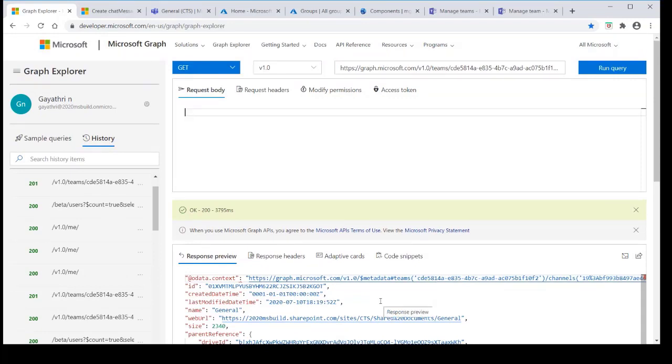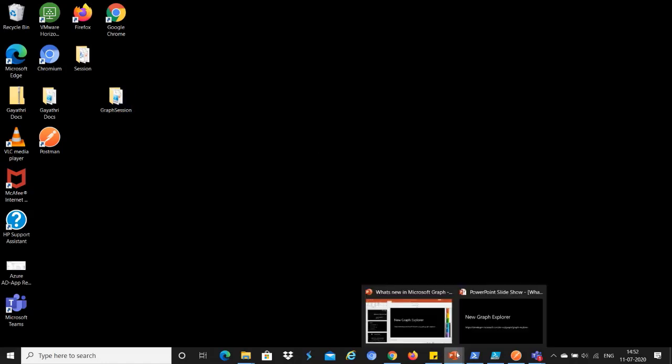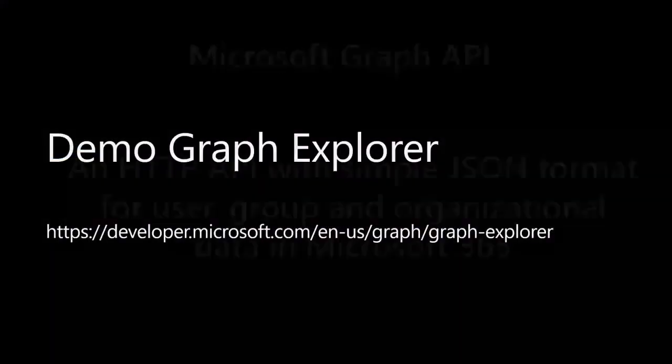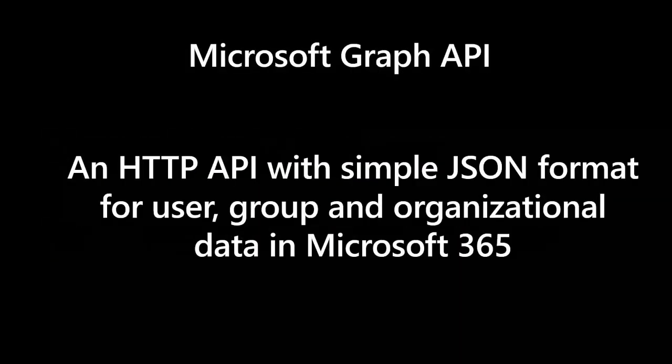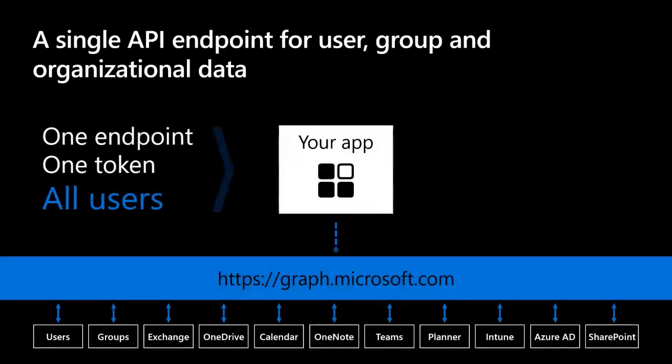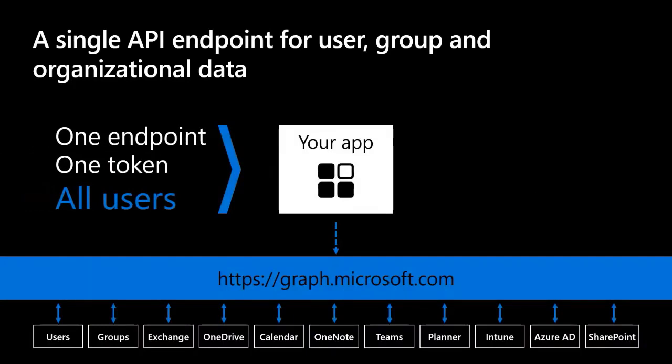We will go back to the slide. What is Microsoft Graph API? It is a unified REST API. With this API, we can access all the Microsoft 365 services. So we have to remember https://graph.microsoft.com. With this API, we are able to access users, SharePoint, Teams, Planner, etc. So with one endpoint and one token, we are able to access all the Office Microsoft 365 resources.